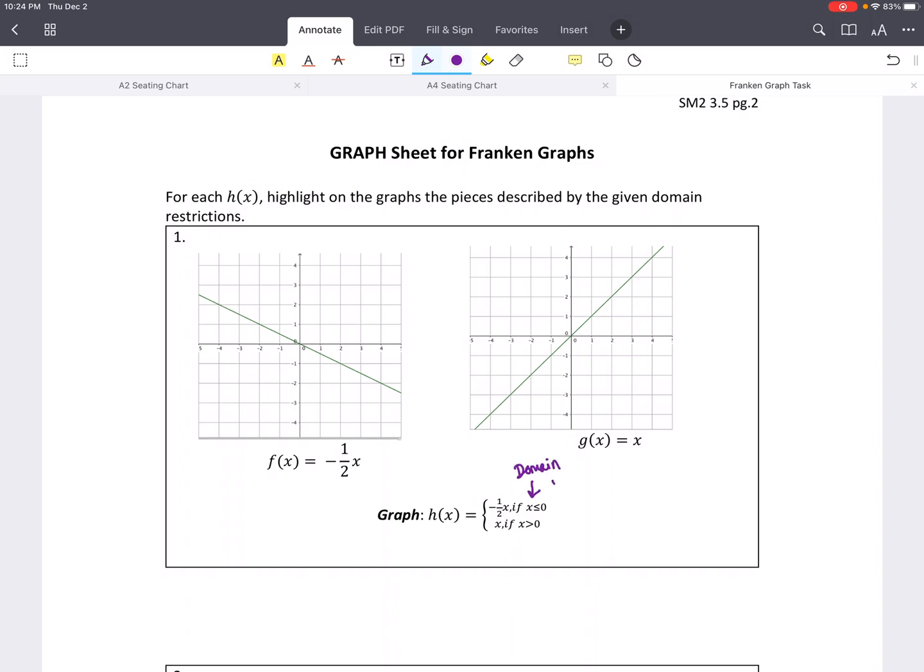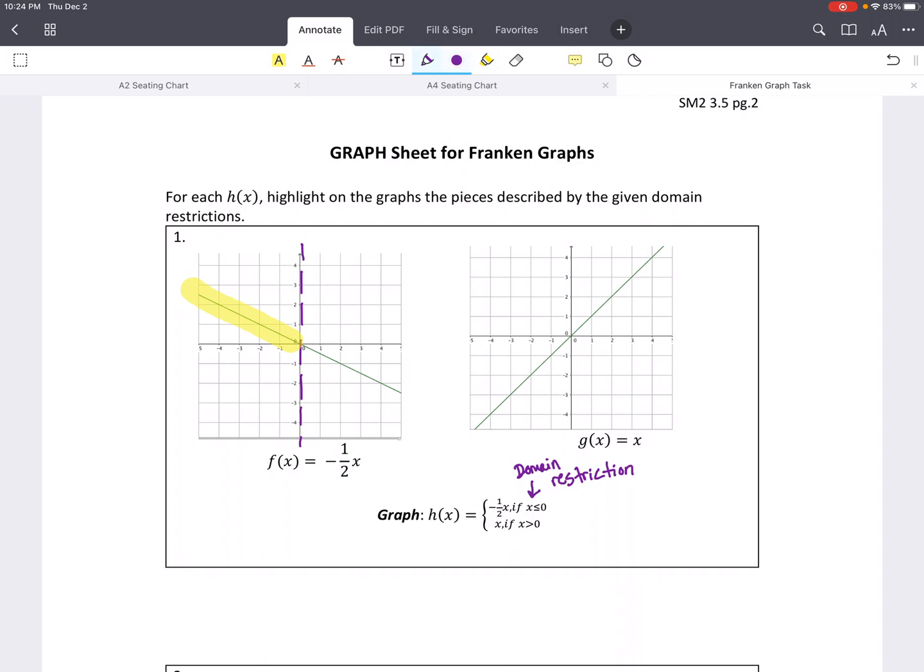So this is what we call a domain restriction, because we're not going to deal with the whole graph. We just want it where x is less than or equal to 0. So I can come to my first graph here, my negative 1/2 x, and I want everything on the line where x is less than 0. So here is x is 0 down the middle here. I want less than, so that would be all my negative numbers on the left. So that would just be everything there.